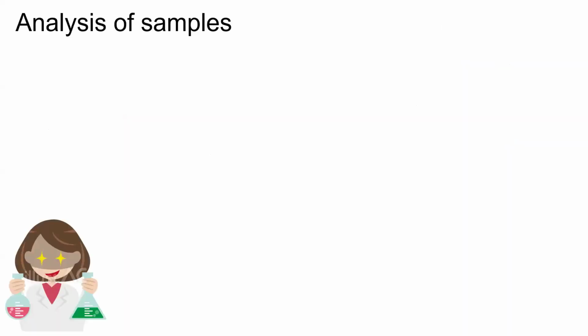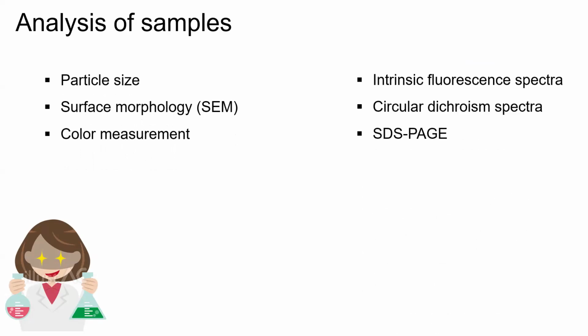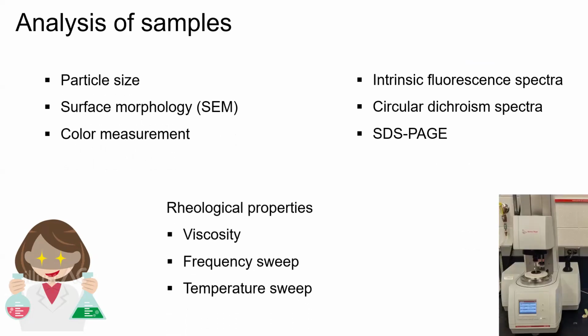But to continue, they analyzed the sample for particle size, surface morphology, and color, to see if these treatments changed any of these. Then they checked some of the secondary structures through circular dichroism spectra and intrinsic fluorescence spectra, and they looked at SDS-PAGE, and also the rheological properties: viscosity, frequency sweep, and temperature sweep. I will explain with the results.